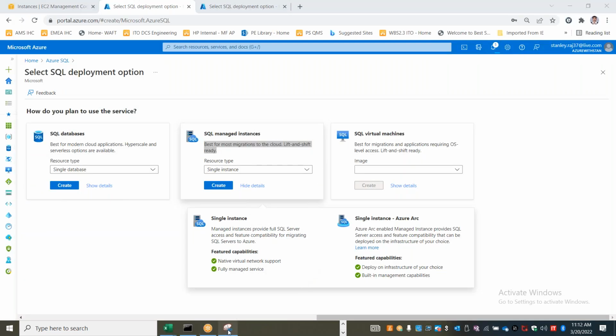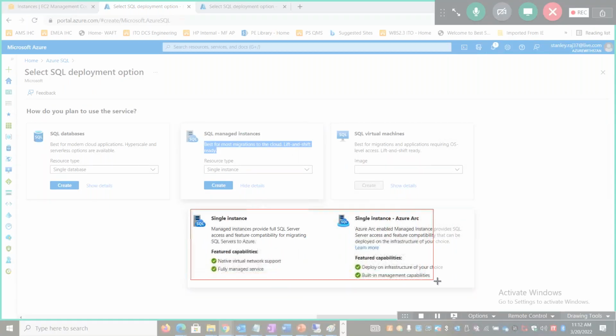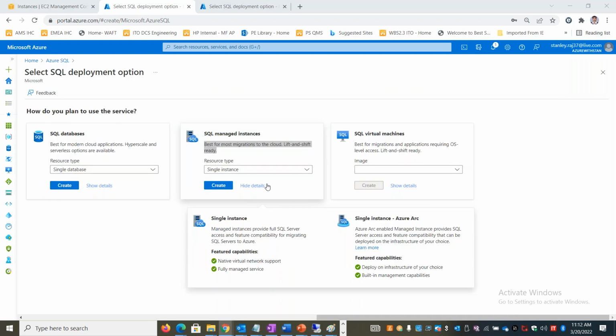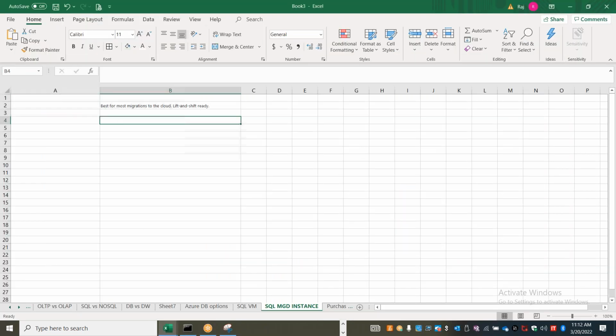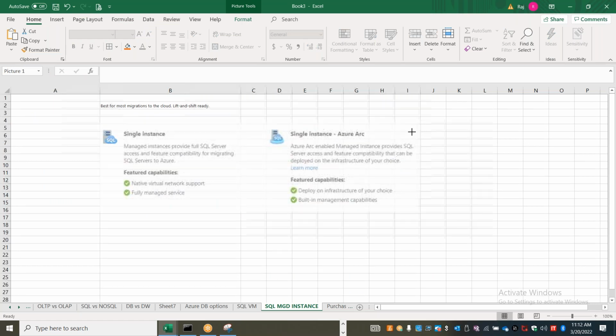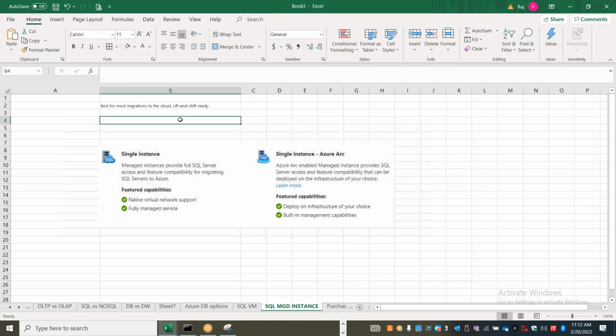You have two options here. Either you can get a single instance managed by the cloud, or you can manage it using the latest Azure Arc solution. I'll explain Azure Arc during the governance class, but for now let's not deviate too much. You get two options where you get full control on the SQL server management and SQL access. You have full access on the SQL DBs or the SQL instance.